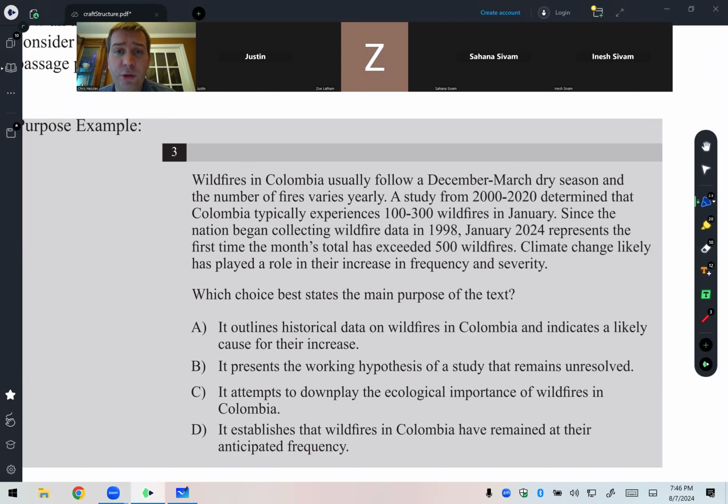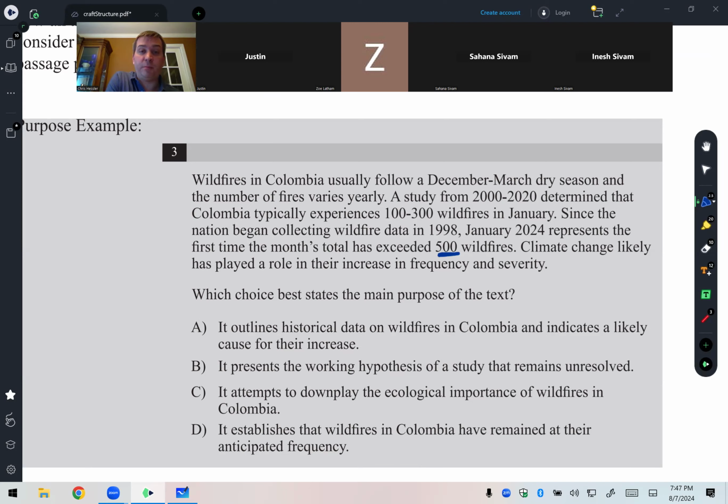Wildfires in Colombia usually follow a December to March dry season, and the number of fires varies yearly. A study from 2000 through 2020 determined that Colombia typically experiences 100 to 300 wildfires in January. Since the nation began collecting wildfire data in 1998, January 2024 represents the first time the month's total has exceeded 500 wildfires.